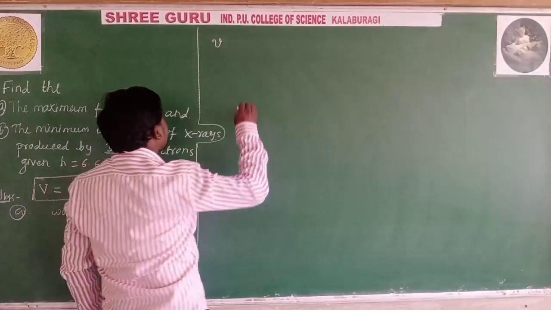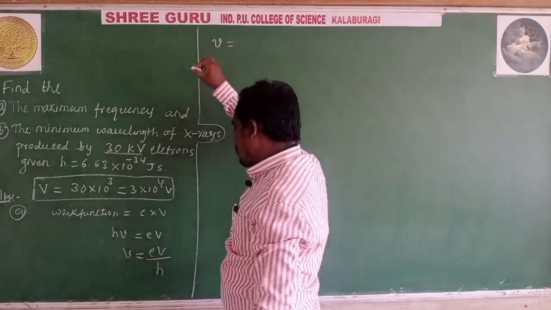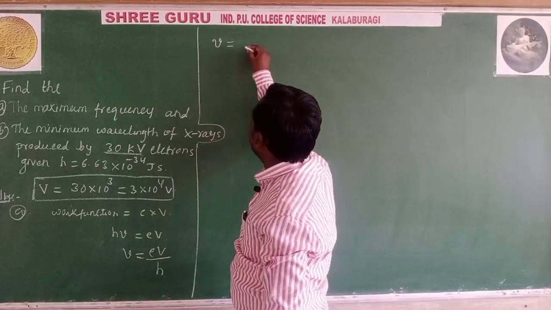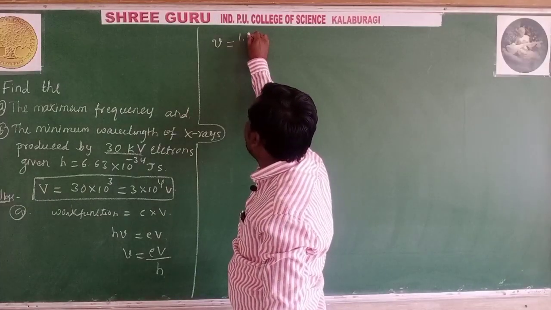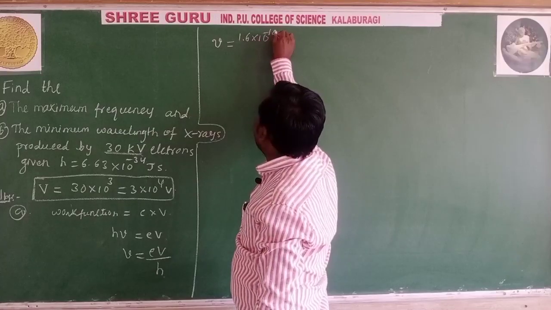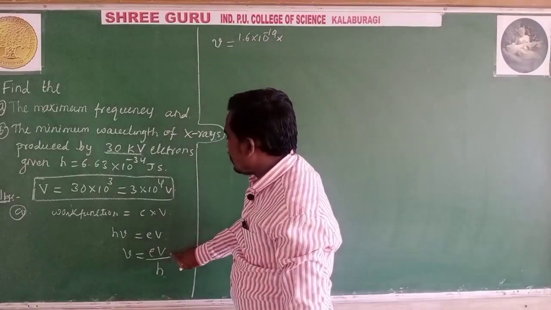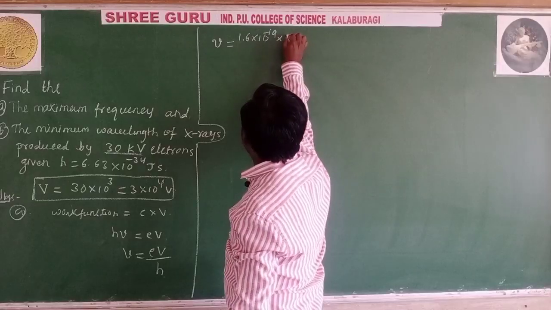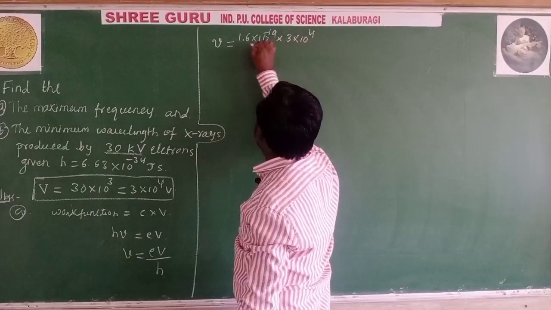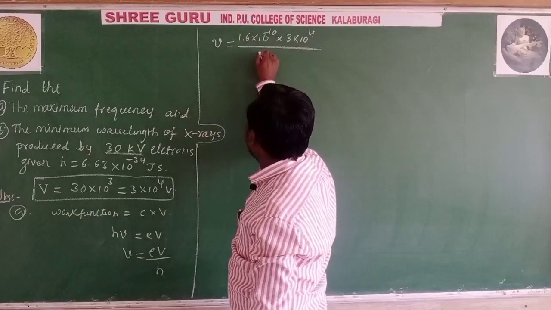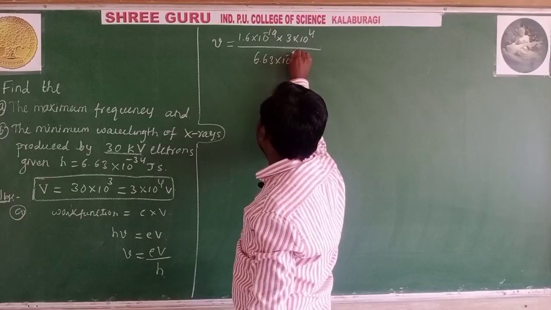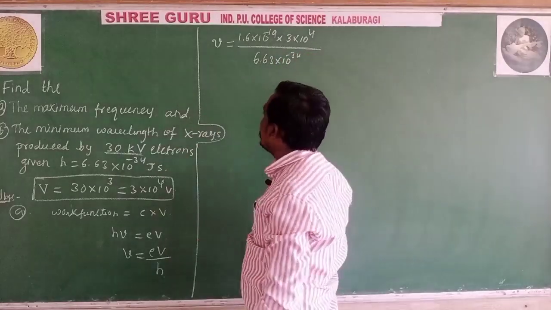First bit, frequency nu is equal to E. E means charge of an electron. Already we know that the value of the charge of an electron is 1.6 into 10 raised to minus 19, into what is the voltage? That is 3 into 10 to the power 4 volt, divided by Planck's constant, which is 6.63 into 10 raised to minus 34. Already they mentioned it in the question.